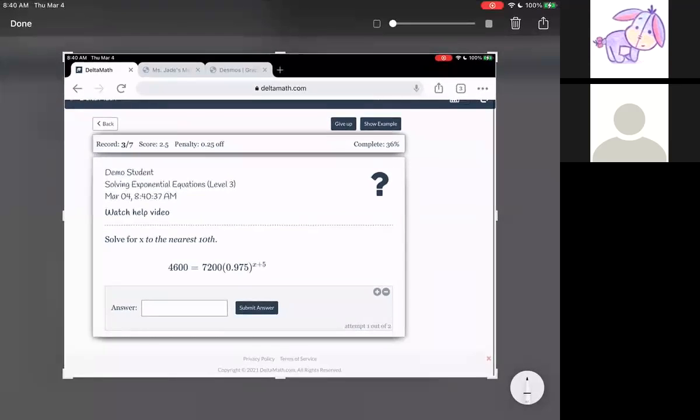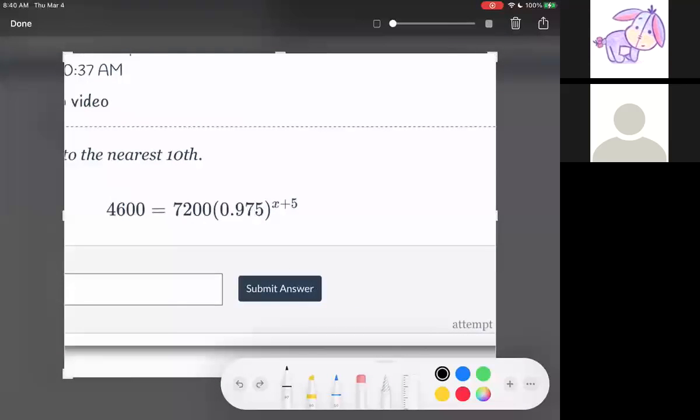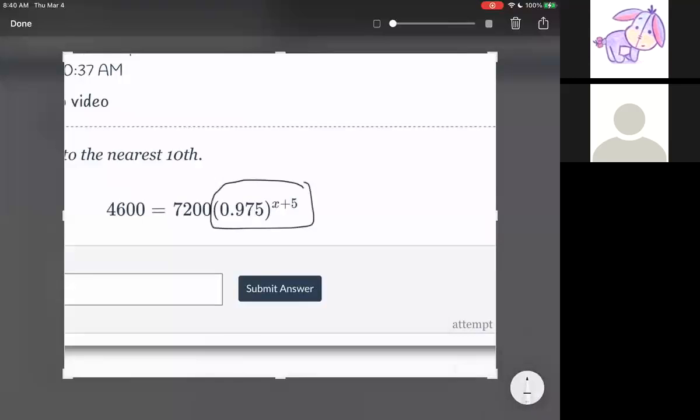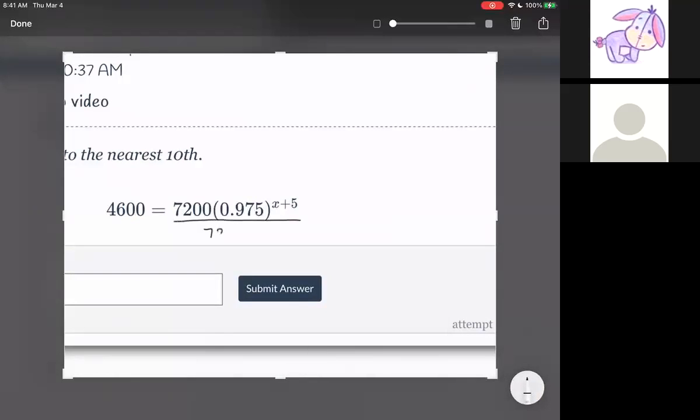So for this last example of this category, we are going to still solve for x, and notice that the plus 5 is part of our exponent, so we're not going to subtract 5 here. We still want to get our exponential by itself. That is still our goal. And so to get our exponential by itself, in this case, we will divide by 7,200. So that will give us this fraction. Those cancel out, we get 0.975 to the power of x plus 5.